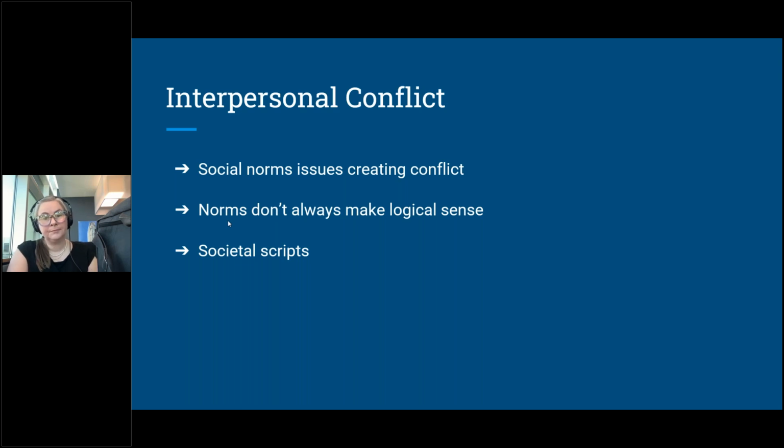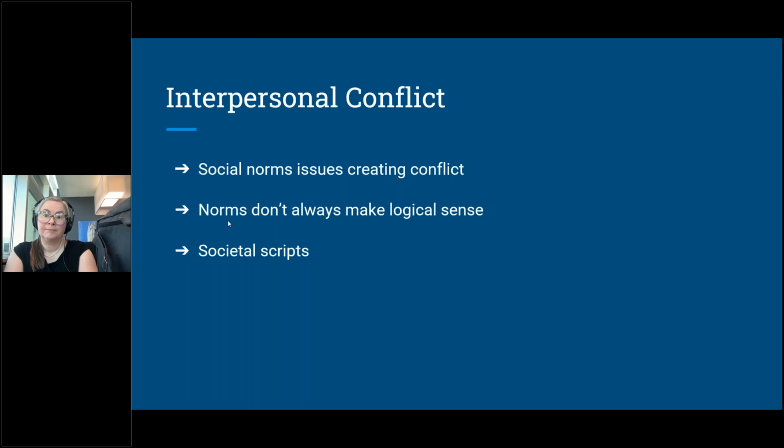And our social norms don't always make logical sense. So there's some things we need to think about when we are following these social norms. An example of something that's not making sense is, in the past, women were always submissive and men were leaders. That doesn't make any sense nowadays. As we know, women can be leaders and women can lead as well. But that is something that didn't make sense, and we followed for a very long time.